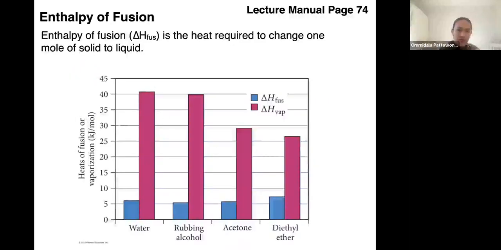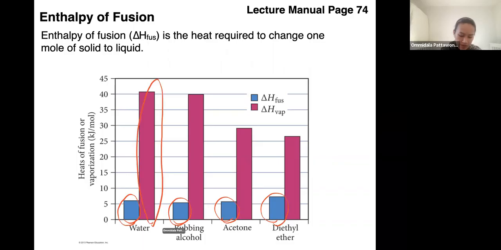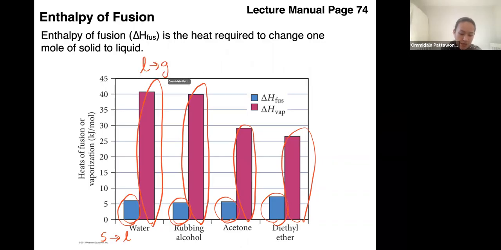All right, so now I would like to compare the amount of the heat of vaporization and the heat of fusion. You probably notice that the heat of fusion for each of these substances is a lot less than the heat of vaporization, right? The heat of vaporization is significantly higher than the heat of fusion. Why is that? The reason is that changing state from solid to liquid requires less energy than changing from liquid to gas, because solid and liquid are in a closer state than liquid and gas, right?